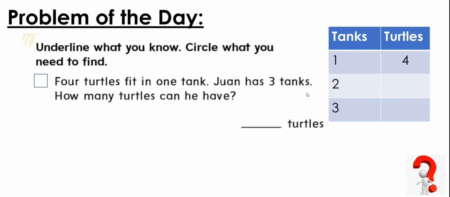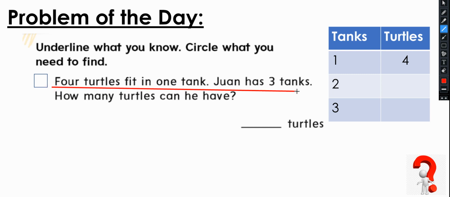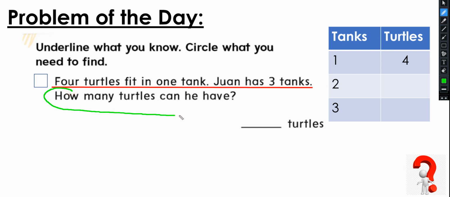Let's read this problem of the day. Underline what you know and circle what you need to find. Remember, that is the first part of any problem solving. We need to do number one step, which is to understand. When we understand, we underline what we know and we circle what we need to find.